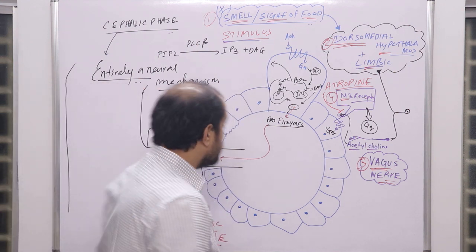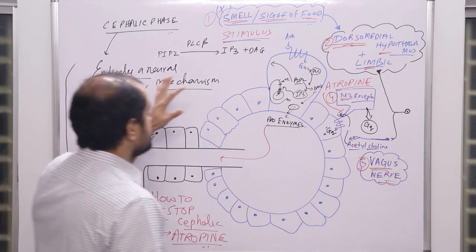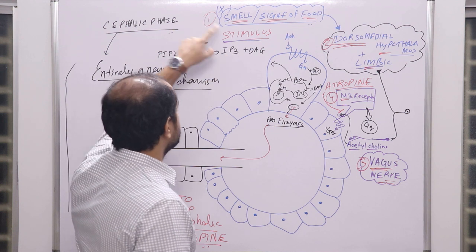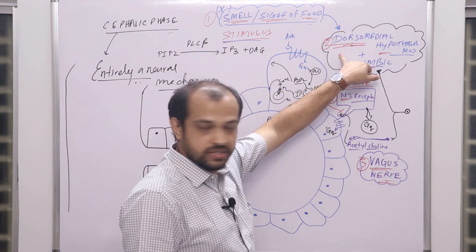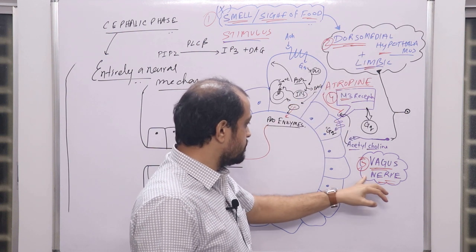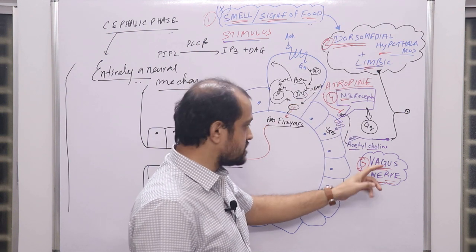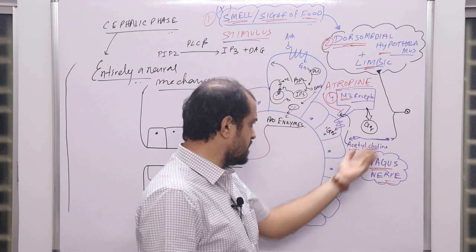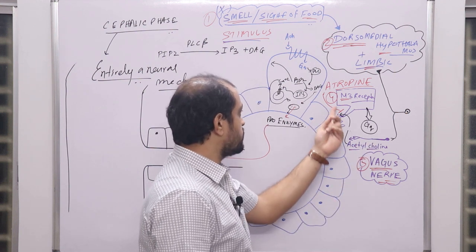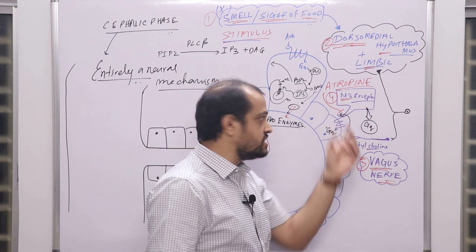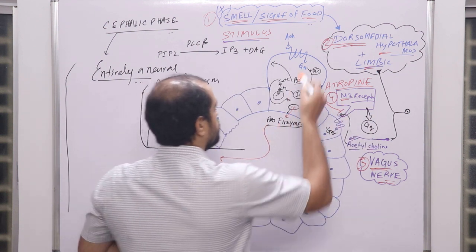Clear? So what are the 4 things you must remember? First, what is the stimulus? Number 2, what are the neural centers which are activated during the cephalic phase? Number 3, what is the name of the nerve which is taking all the information towards the pancreatic acinus? Vagus nerve. Now number 4, what is the type of receptor? M3 receptor, and it is coupled to Gq.